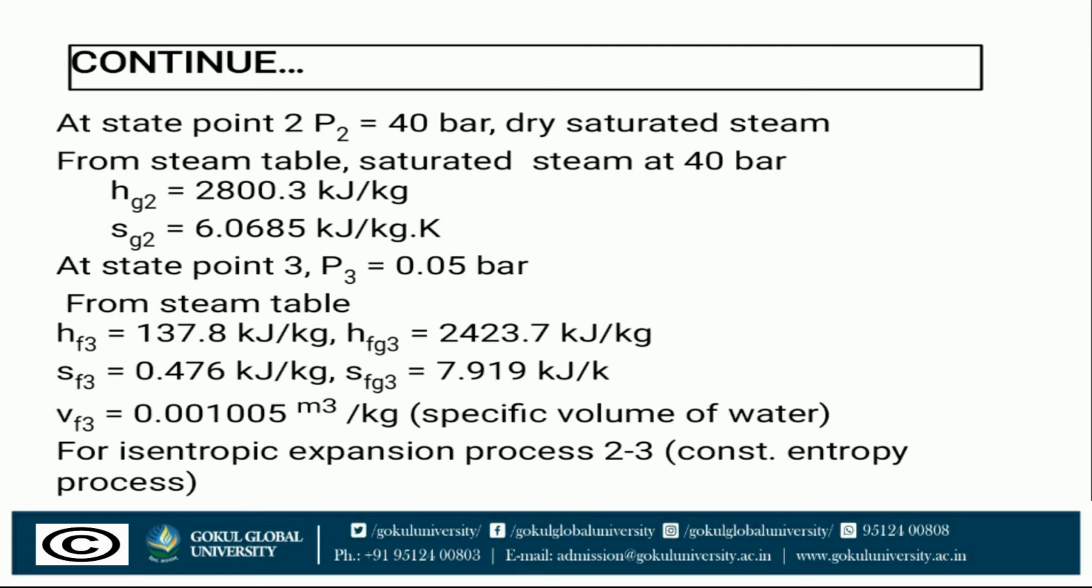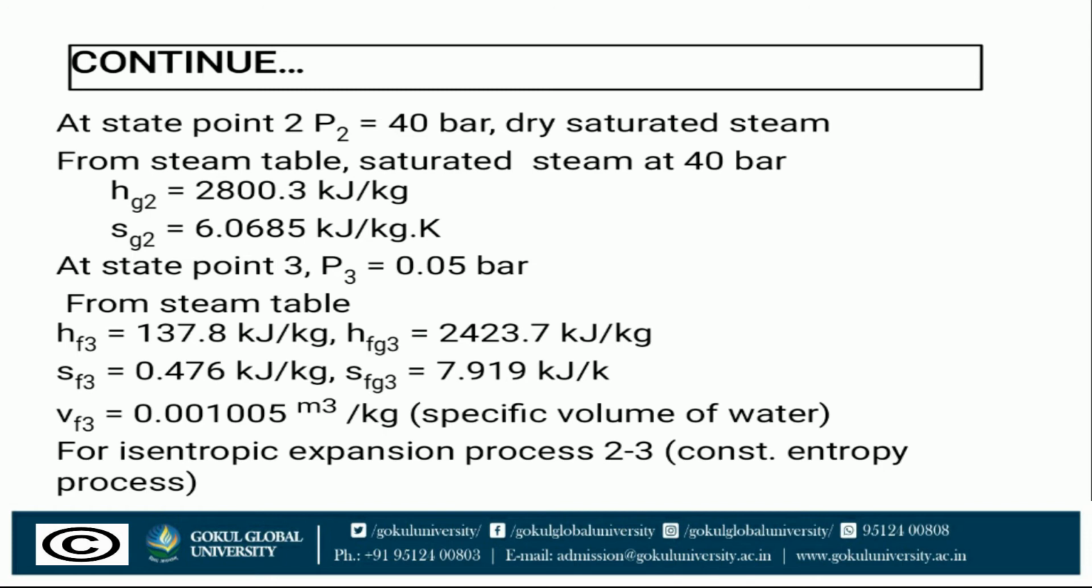At point number 2, P2 is equal to 40 bar dry saturated steam. With the help of the steam table, for saturated steam at 40 bar, Hg2, the enthalpy of gas at point number 2, is equal to 2800.3 kilojoule per kg. Sg2, the entropy of gas at point number 2, is equal to 6.0685 kilojoule per kg Kelvin.